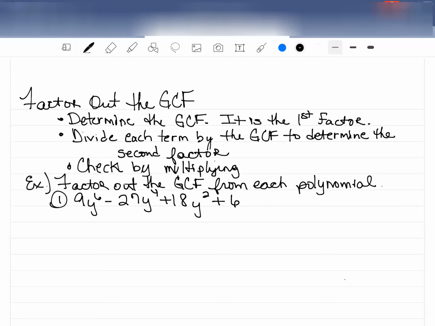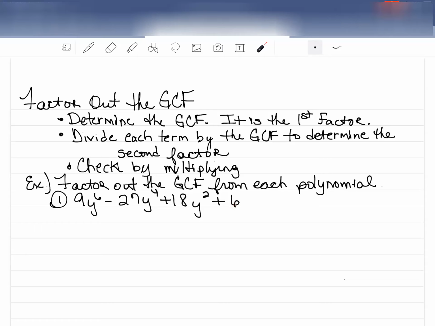so let's get into number 1. First thing I have to do is figure out my GCF. When I look at the 9, the 27, the 18, and the 6, if I'm getting used to my factors, my greatest common factor is going to be a 3. Don't be tempted to say it's 9, because you have a 9 in the first term, a 9 in the second term, and a 9 in the third term. Because 9 times 1 is 9, 9 times 3 is 27, and 9 times 2 is 18. But I don't have a 9 in the last term.